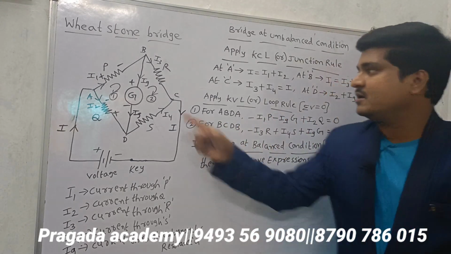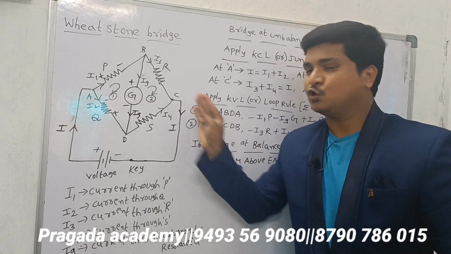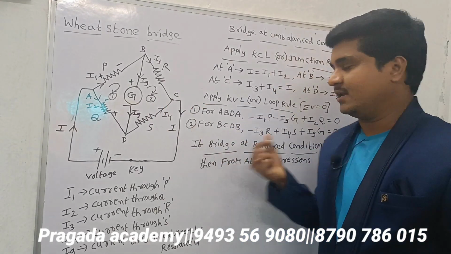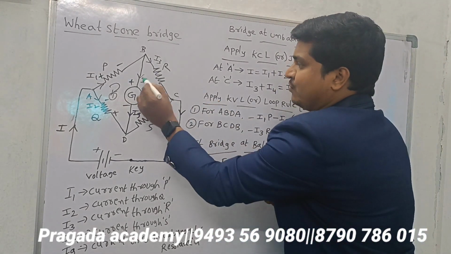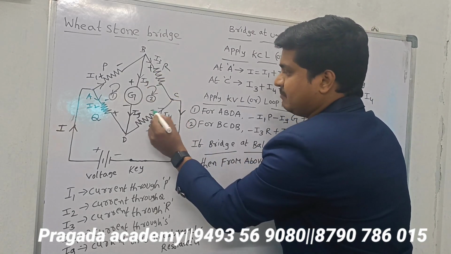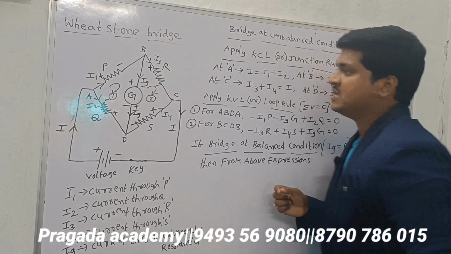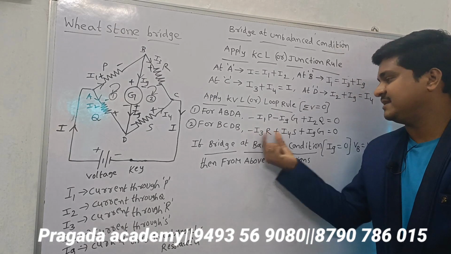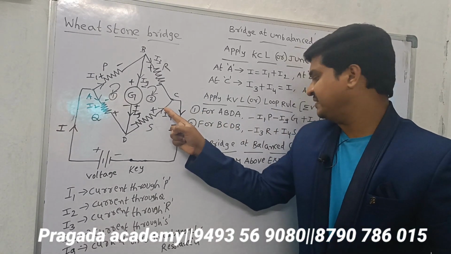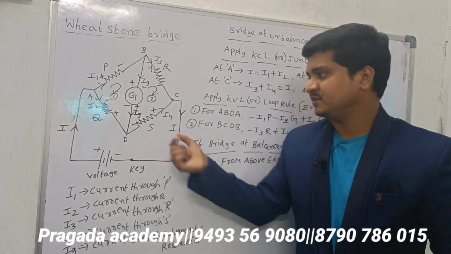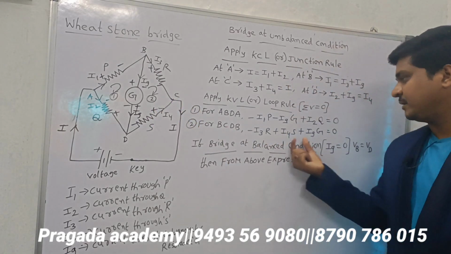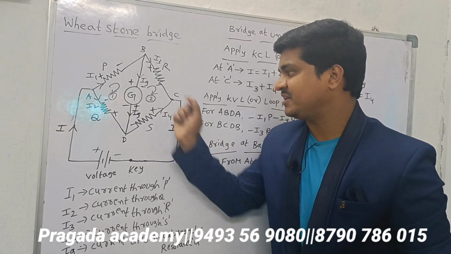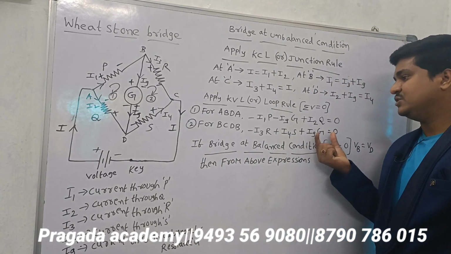For BCDB, which is another loop, nothing but loop 2, here also we need to apply KVL. For any closed loop, we can apply the KVL. Here, in the loop direction, we need to cancel plus minus. If you observe here, the arrow is towards the plus, that's why we need to take minus I3 into R. Here the arrow direction is opposite to the loop direction, nothing but the current flow is opposite to the loop direction, that's why you will get plus I4 into S. And here also the current flow is opposite to the loop direction, that's why you will take plus IZ into G.